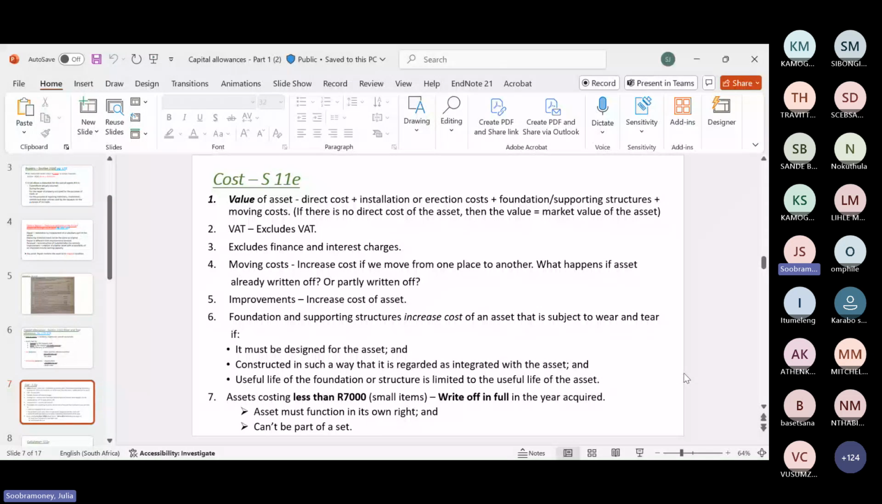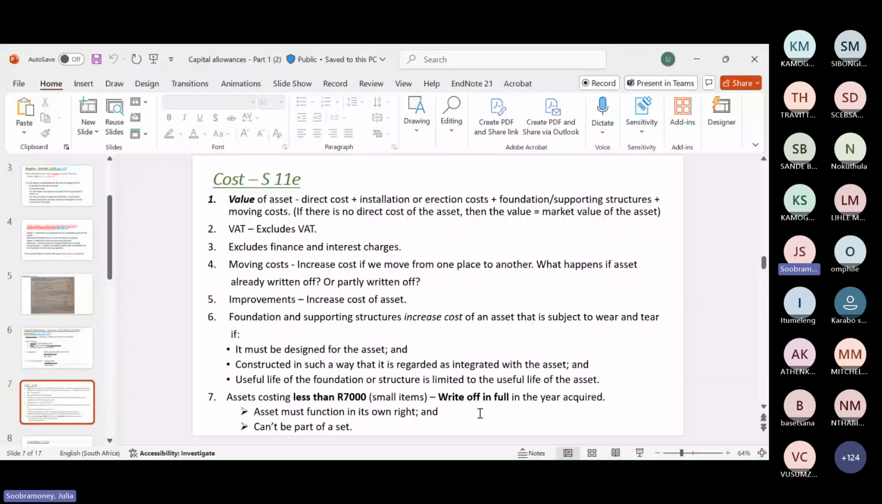Why? Because now you're trying to avoid tax in an illegal manner. Okay. So meaning avoid tax, meaning you're trying to reduce your tax, but through the wrong way. Okay. So that's what it means when it says it cannot be part of a set. So I cannot go say, no, this was 10,000, but if I break it up and I say this chair's, no, unfortunately, that does not fall under small items. You're not allowed to do that. It must function in its own right.